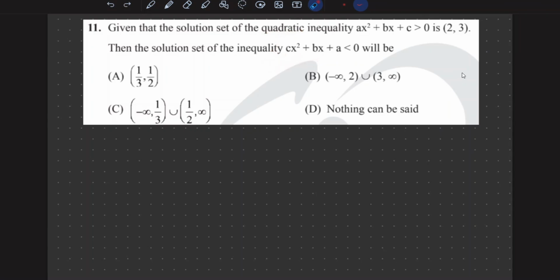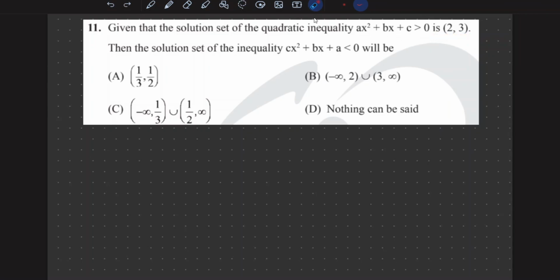Okay, so we have been given that the roots of this quadratic inequality, like the solution set of this quadratic inequality, is 2 to 3. So we need to find the solution set of this quadratic inequality. First of all, notice over here that we have been given that this quadratic equation is positive only in a certain interval, in a finite interval.